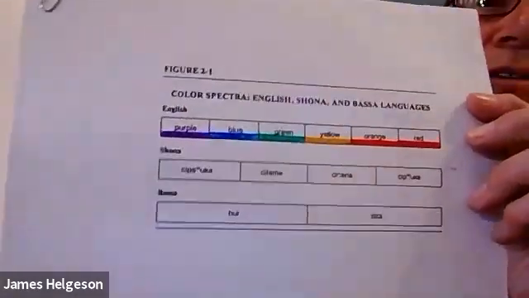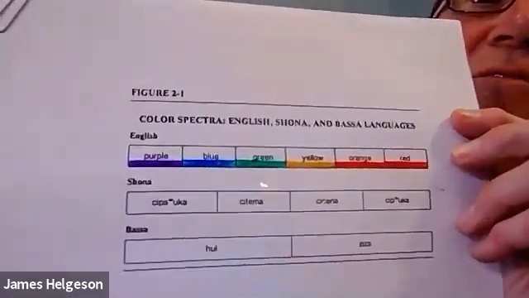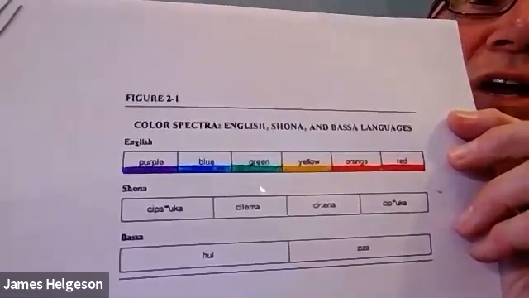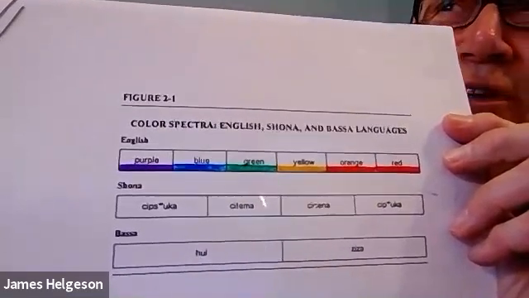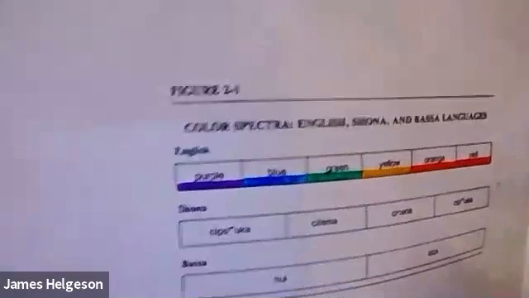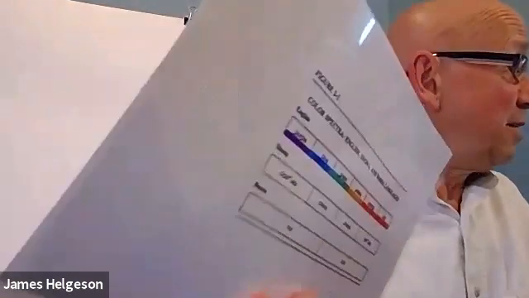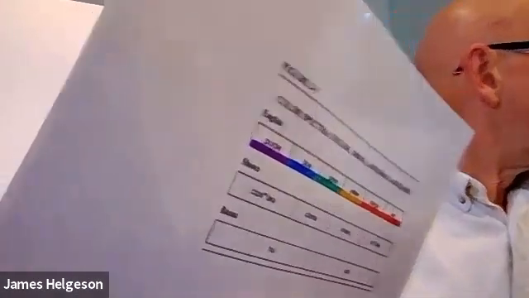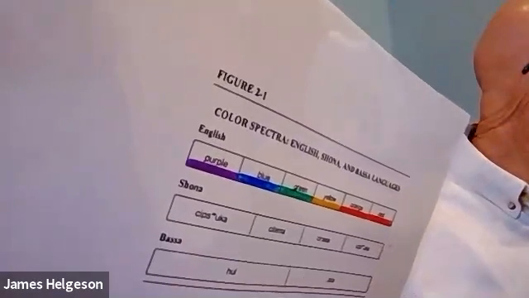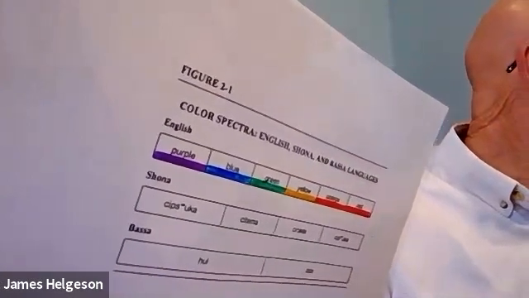Okay, so here's a little picture. Here's the color spectrum in different languages. In English, we've got purple, blue, green, yellow, orange, red. And in the Shona language, Shona, Zimbabwe, it's different, trust me.